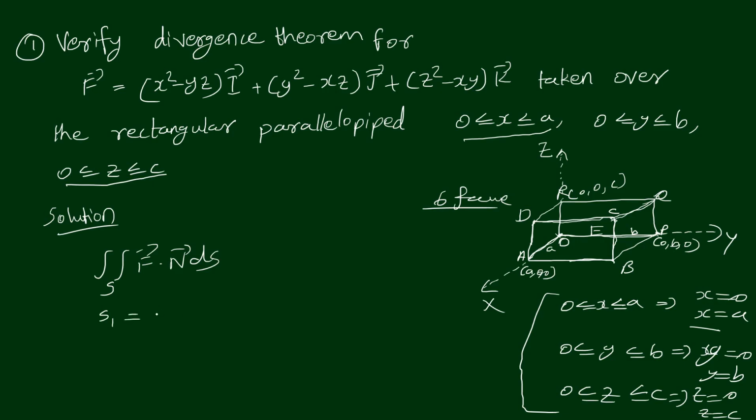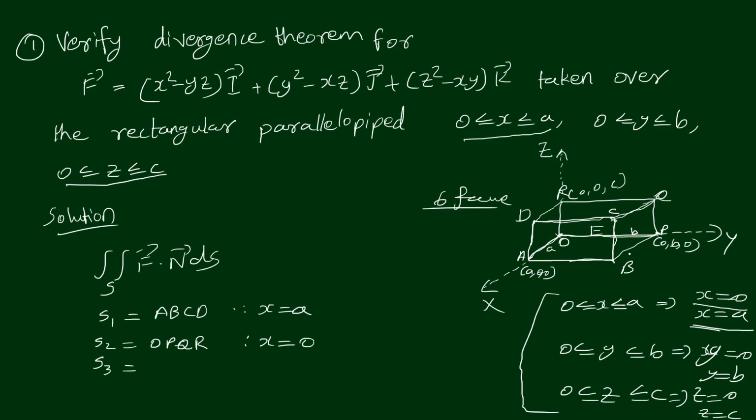Consider S1 is nothing but A, B, C, D. So what is the equation of that surface A, B, C, D? You know that the equation of the surface is x equal to a. Okay. So what is S2? S2 we can take as the plane O, P, Q, R. So O, P, Q, R is the YZ plane. The equation of the YZ plane is x equal to 0.